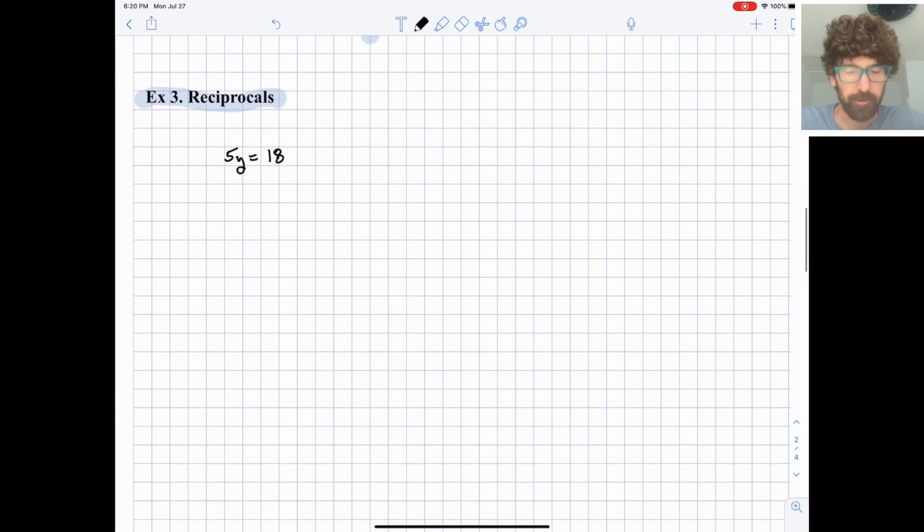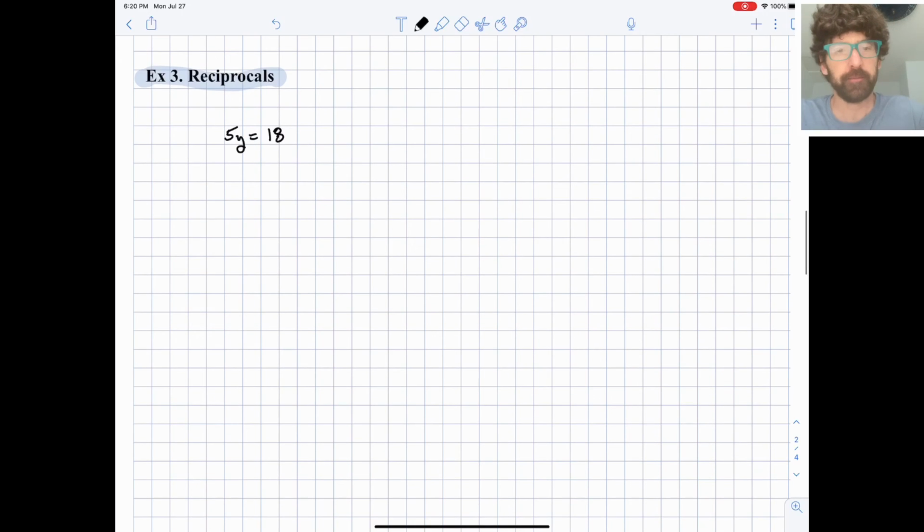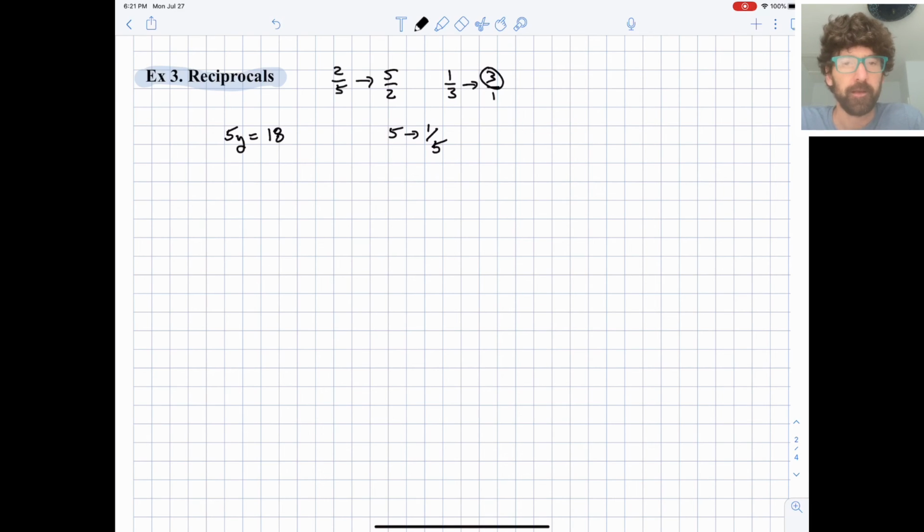Moving on, we'll do a little work with reciprocals here. And let me actually remind you what a reciprocal is. A reciprocal is, in simple terms, just the fraction flipped upside down. So the reciprocal of 2/5 is 5/2. The reciprocal of 1/3 is 3/1, which is also equal to just 3. And the reciprocal of, say, a whole number like 5 is 1/5.